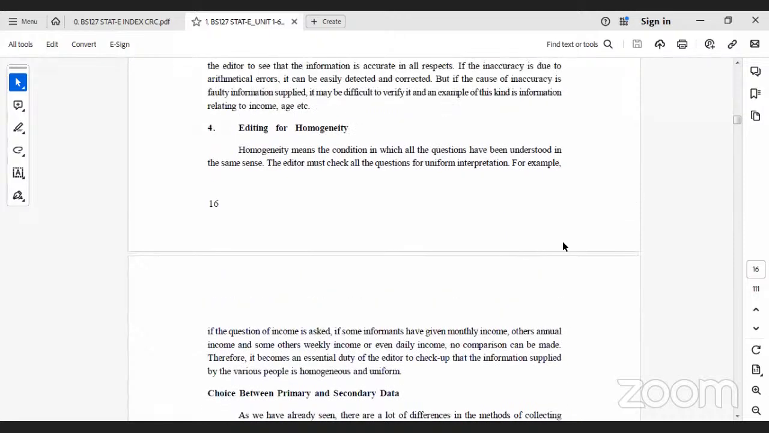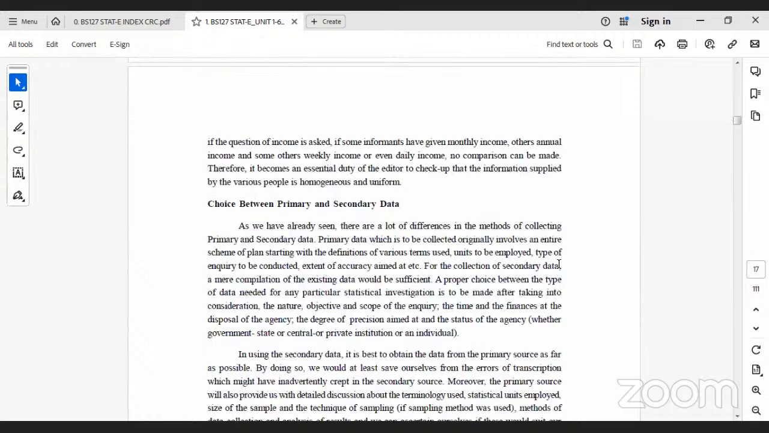Homogeneity means the condition of the questions being understood in the same sense. The editor must take all the questions with a uniform interpretation. For example, if in the question on income some people give monthly income, others annual income, and some others weekly income or even daily income, no comparison can be made. Therefore, it becomes an essential duty of the editor to check that the information supplied by the various people is homogeneous data.